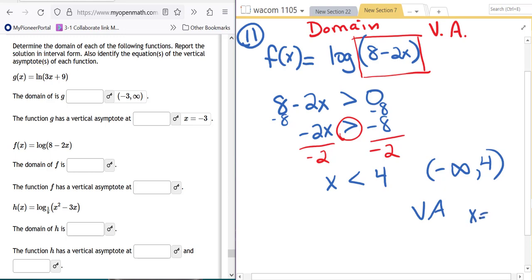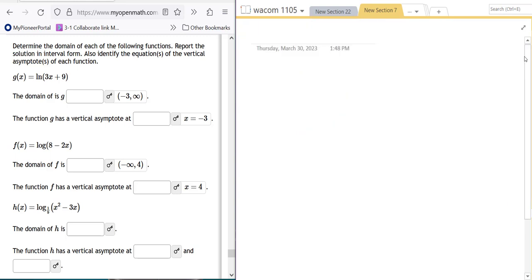It will be x equals 4. So it's an equation of a vertical line. So our domain first and our vertical asymptote. All right, we have one more of these.